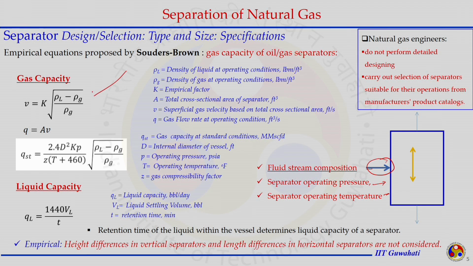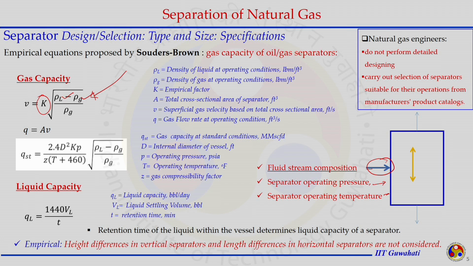Actually, they gave this for gas capacity, where it says the velocity of the vapor or gas within a separator can be calculated considering the density of the liquid phase and the density of the gas phase. K comes out as an empirical coefficient that depends on several factors, the size of the separator and other internal arrangements that are within the separator. We will discuss this in the next slide.